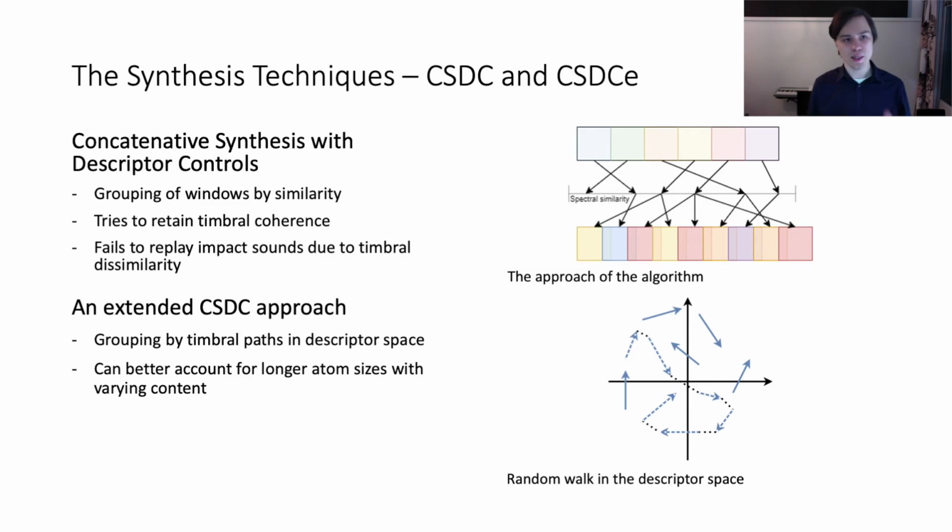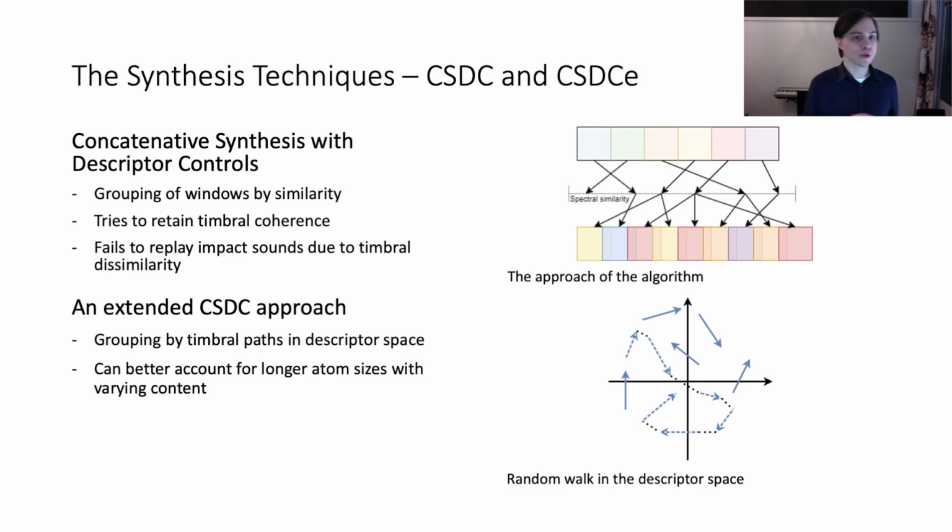For this, we need descriptor controls. So we can split the source audio into small sections called atoms and map each atom according to a set of acoustic descriptors. This ensures that we can group the atoms such that consecutive atoms in the stream are not too different from each other.